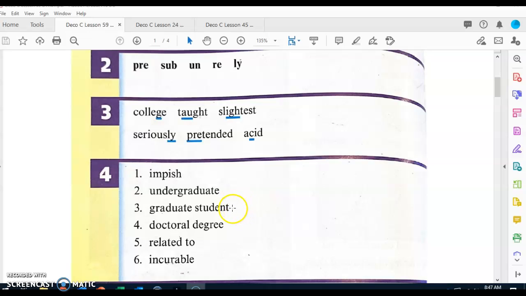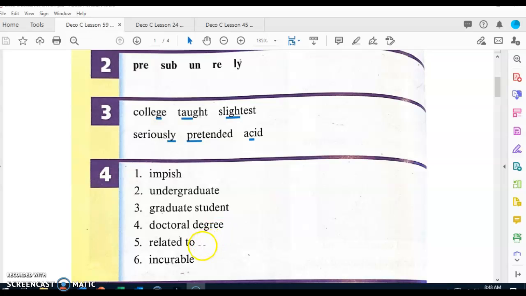Touch word number 3. What word? Graduate student. A graduate student is someone who has an undergraduate degree and is working on a higher degree. Touch the words in line 4. What words? Doctoral degree. A doctoral degree is the highest degree you can get.